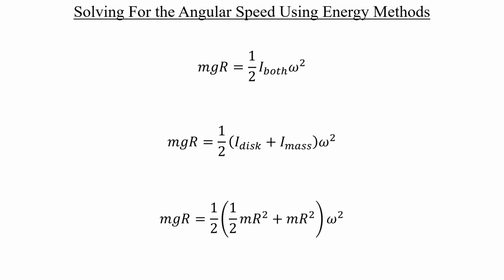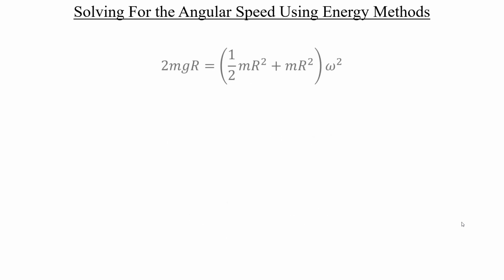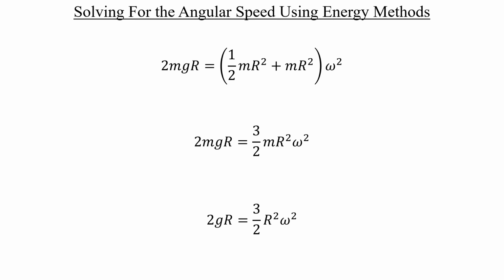We ultimately want to solve for omega on the right-hand side, so let's work our way towards isolating it. I'll multiply both sides by 2 in order to get rid of this fraction outside the parentheses. And with that complete, we can now combine these similar mr squared terms inside the parentheses. And 1/2 plus 1 is equal to 3/2. A factor of m on both sides can be eliminated, as well as a factor of r.